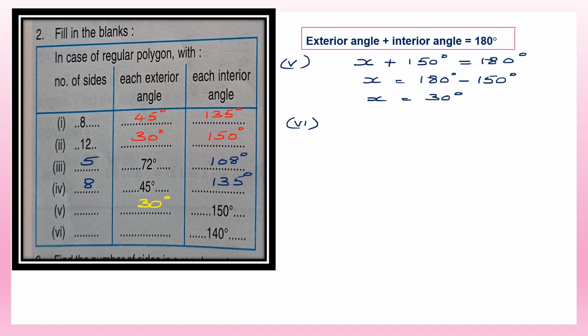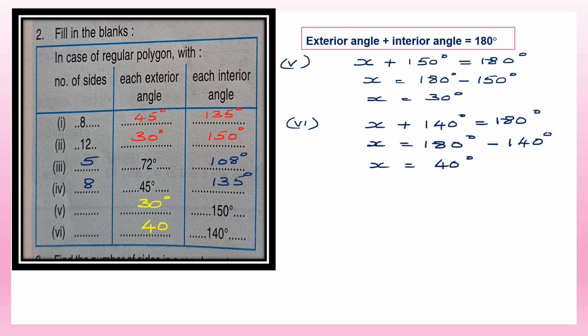So question 6, let's write it here. Again, the exterior angle we don't know. So let's write x plus the interior angle, which is 140. Can you see? It's 140 for the sixth one. That is the interior angle. So x plus 140 degrees is equal to 180 degrees. So x will be 180 degrees minus 140, which is equal to 40 degrees. That means the exterior angle for the sixth one is 40 degrees. So let's write 40 there.